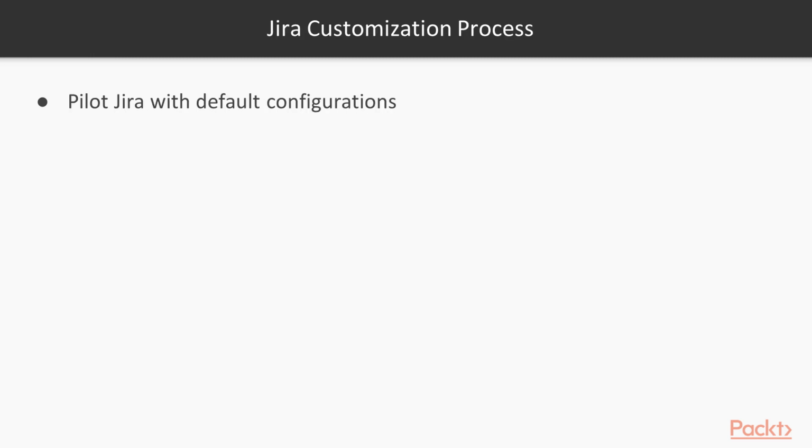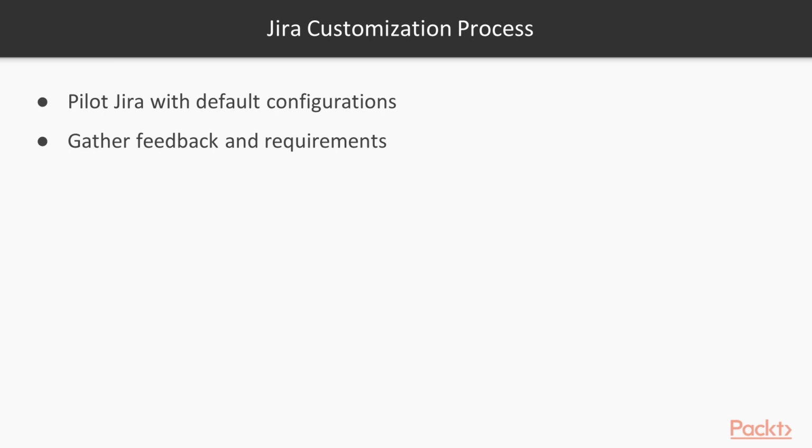Jira customization process. Before you start using the tool and you roll it out in your team, always pilot Jira with the default configurations so you can take a look at the behavior of the new tool, and it will also give the stakeholders the idea of the capabilities of Jira. Then ask those stakeholders to give you the requirements and at the same time help you with the evaluation, gather their feedback and the requirements.